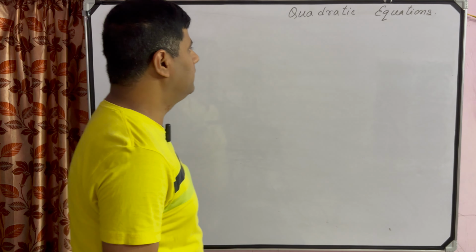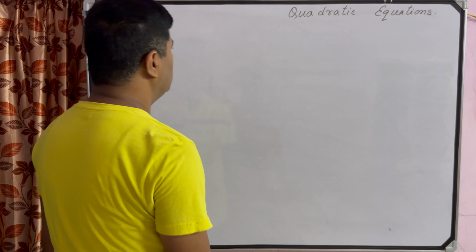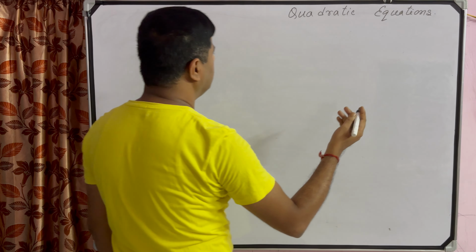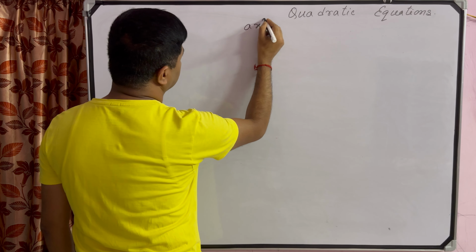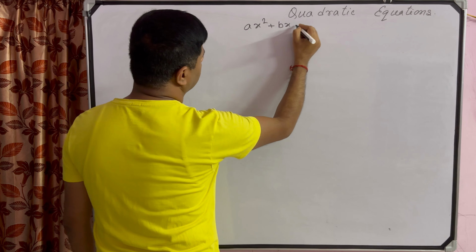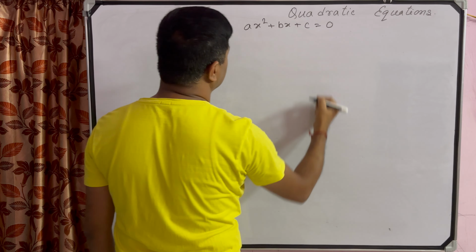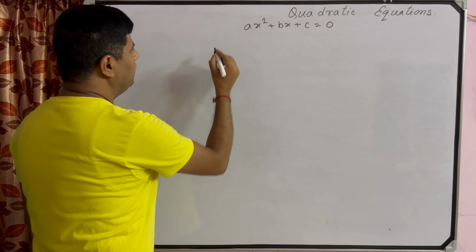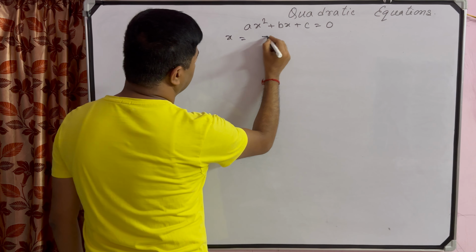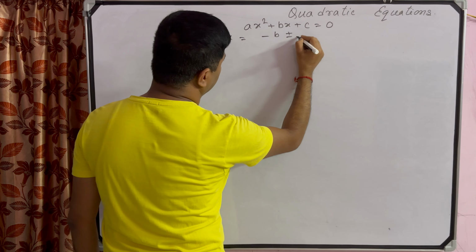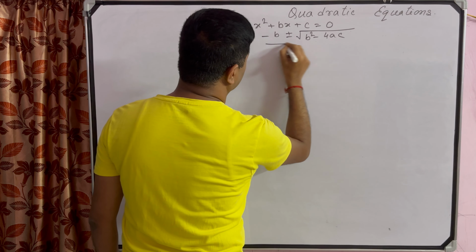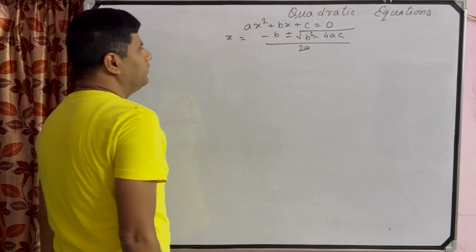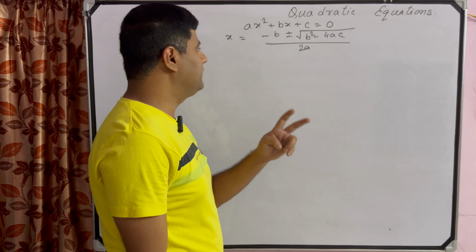So we already have learned about the formula of the quadratic equation. If you have a quadratic equation ax square plus bx plus c equals to 0, then we say that the value of x is minus b plus minus root over b square minus 4ac by 2a. And you know the quadratic equation will always have two roots.